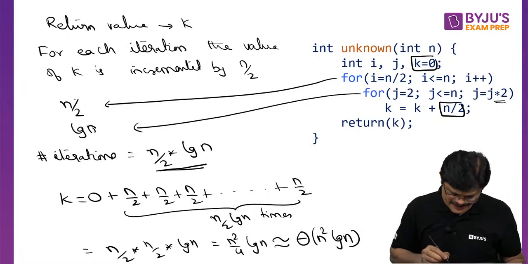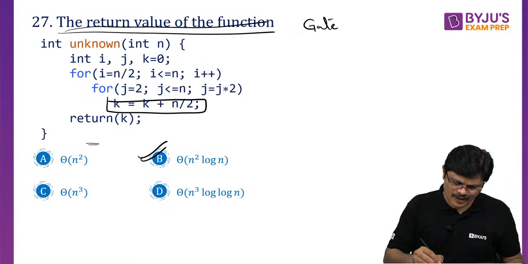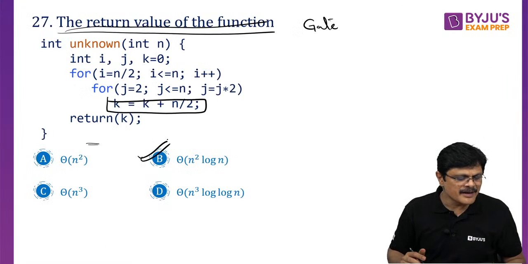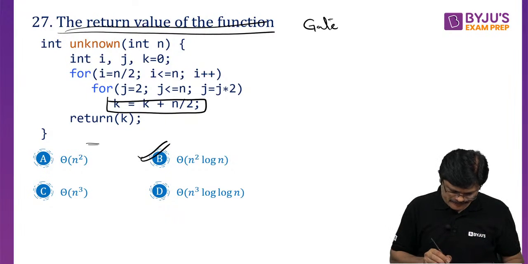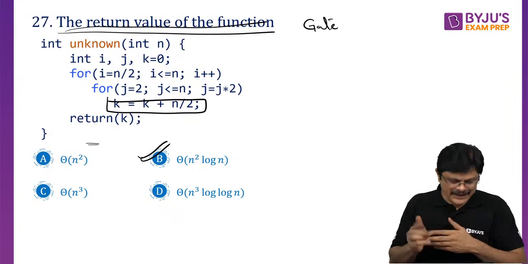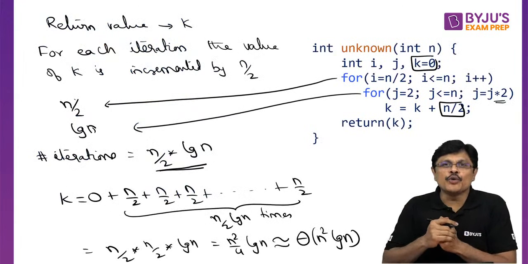Tushar, wonderful, great. That's it. Theta n square log n. B is the perfect answer. Great, sir, great. All of you are rocking. Wonderful, great, super. If there is any doubt, please do ask me, sir.